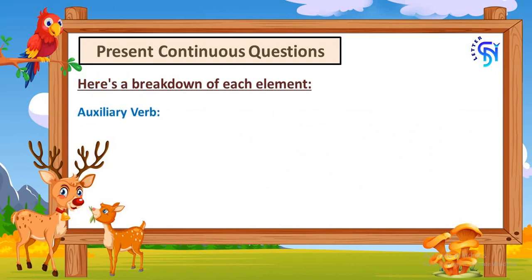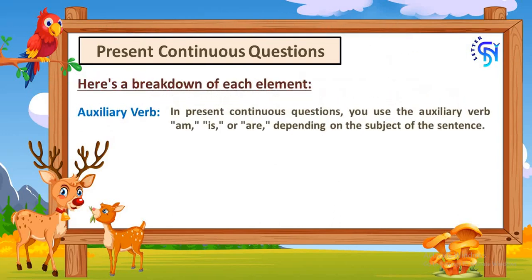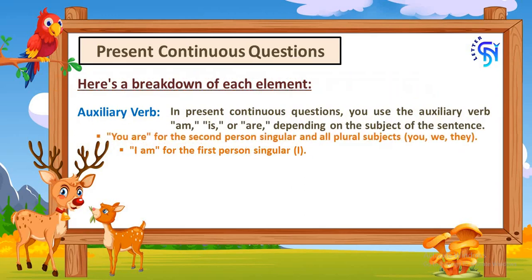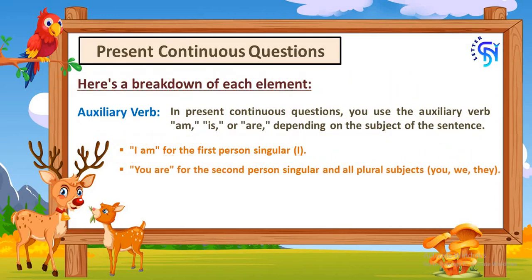Auxiliary verb. In present continuous questions, you use the auxiliary verb am, is, or are depending on the subject of the sentence. I am for the first person singular, I. You are for the second person singular and all plural subjects, you, we, they. He is for the third person singular, he, she, it.